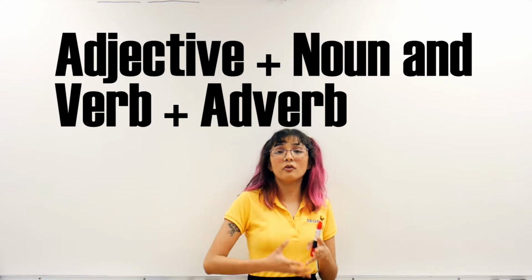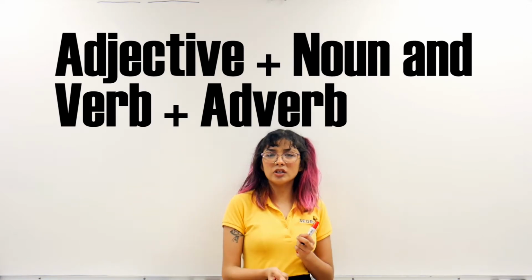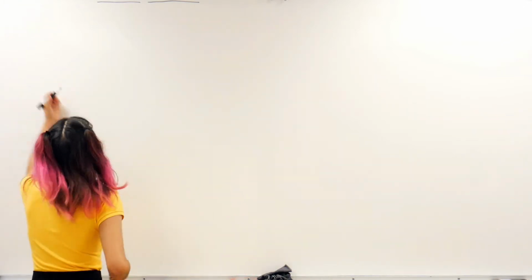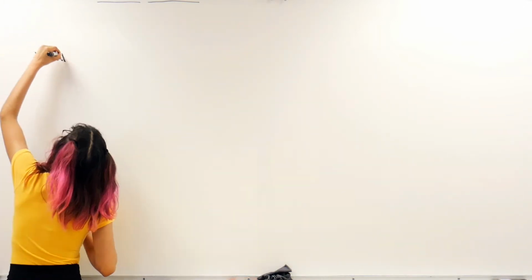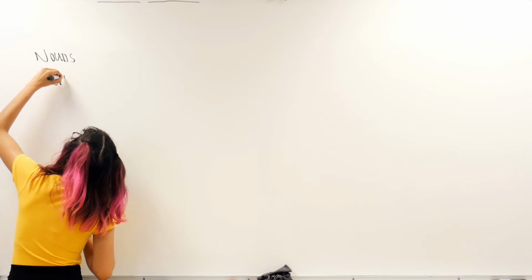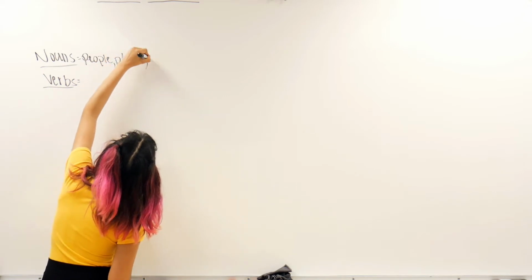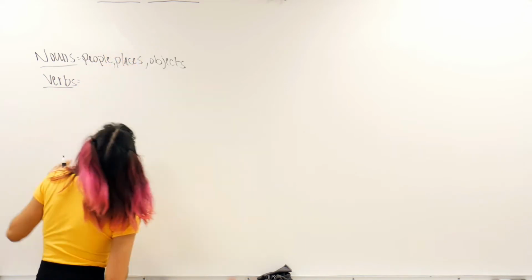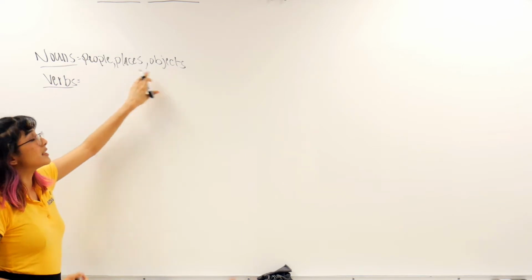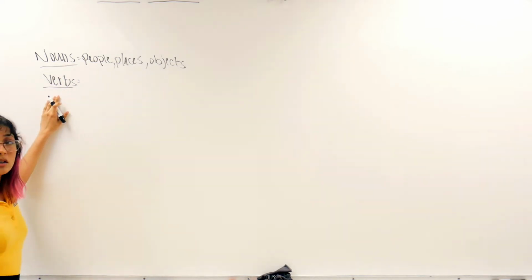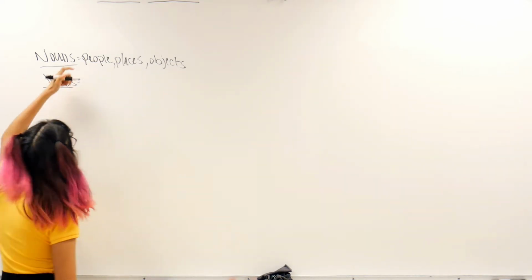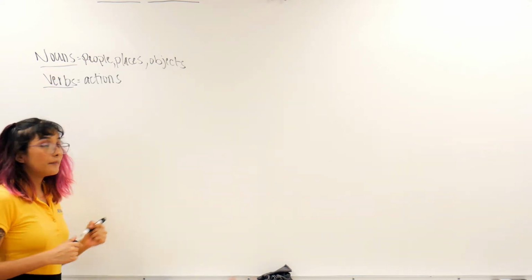Today we're going to be looking at adjectives, nouns, adverbs, and verbs. These are all parts of speech, and how do we use them correctly? We have nouns and verbs. Remember, nouns are people, places, and objects. So if nouns are people, places, and objects, what are my verbs? They're my action.